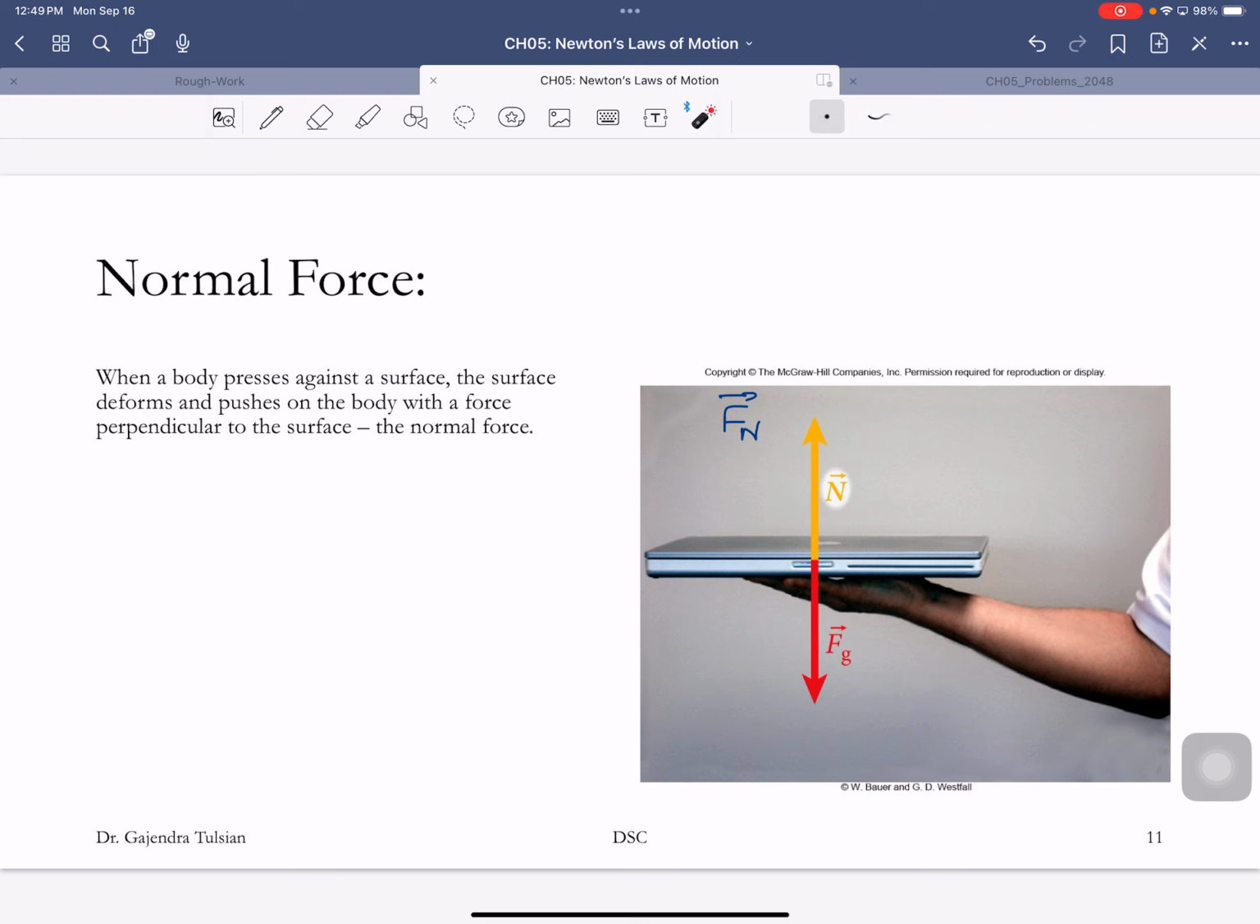And you will learn that later this will become important. Friction forces will be proportional to this normal force.